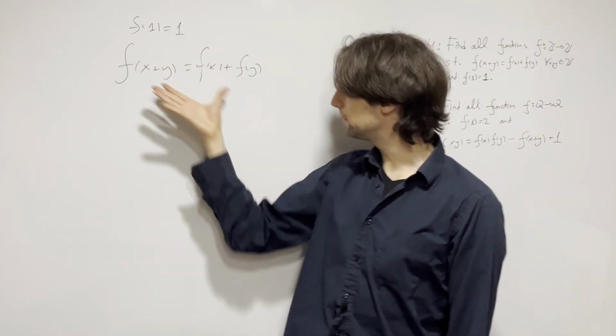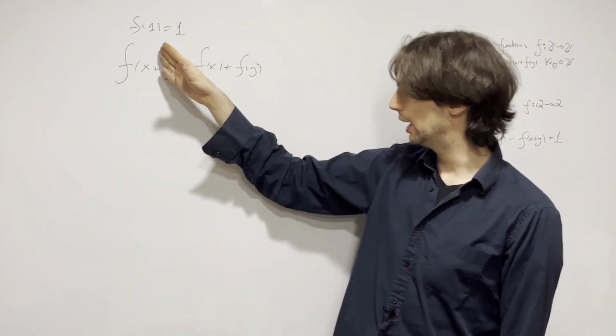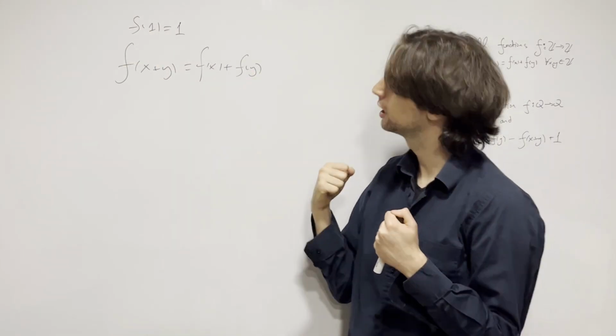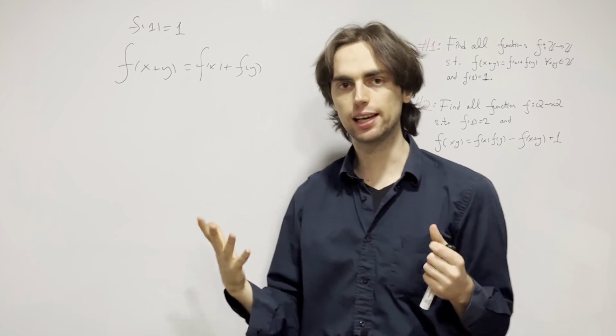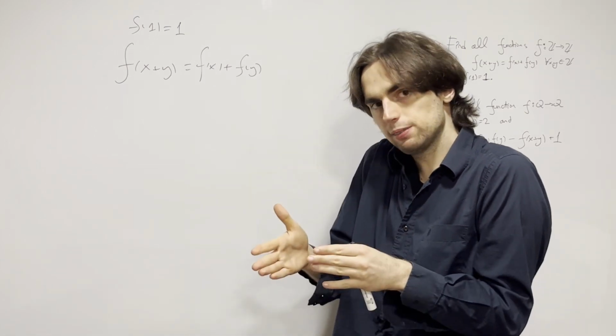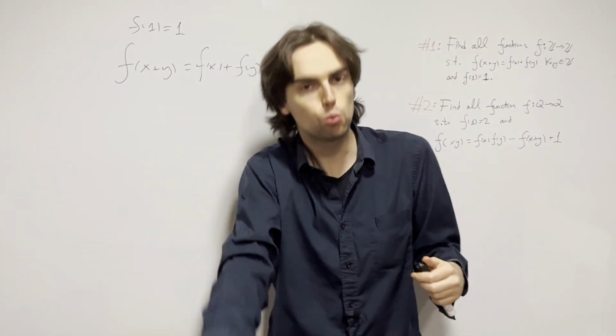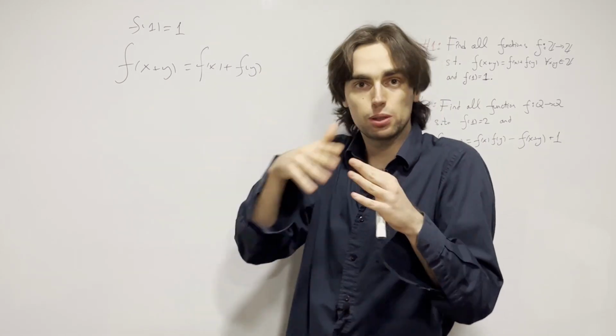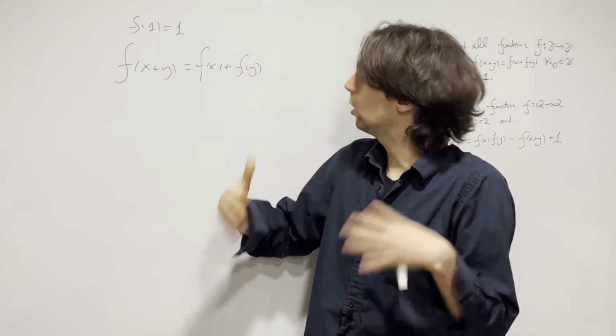So we have this function, and we know that 1 maps to 1. Now we need to figure out everything else. Does it need to map to something specific? Can it be anything? Can 2, for example, map to 1 again? If f of 2 is 1, that's what it means for 2 to map to 1.